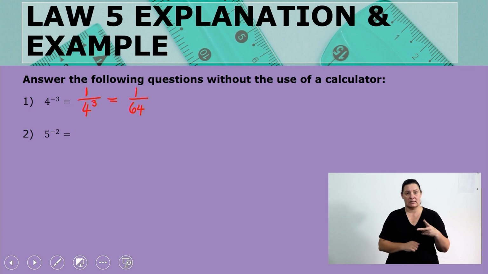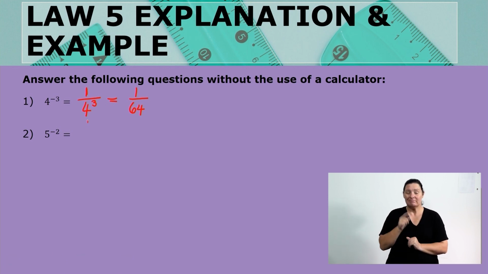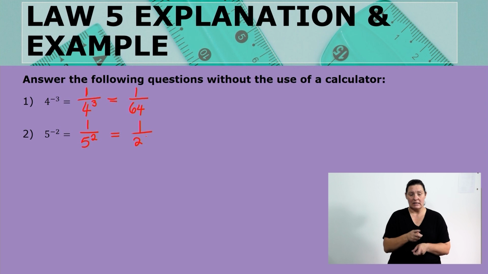Let's look at our second one. We have 5 to the exponent negative 2. So that will become 1 divided by 5 squared. Our exponent is now positive. And we know that 5 squared is 25. So our answer is going to be 1 divided by 25.